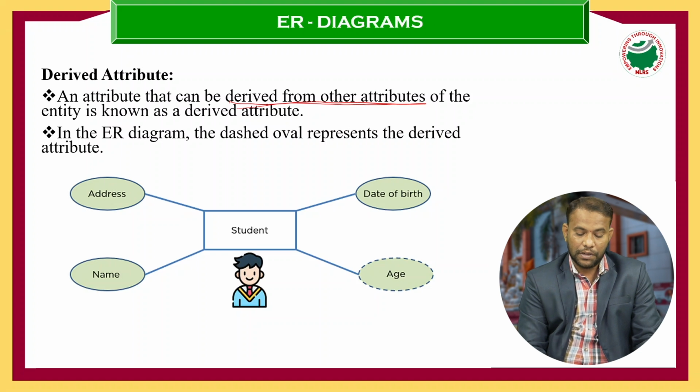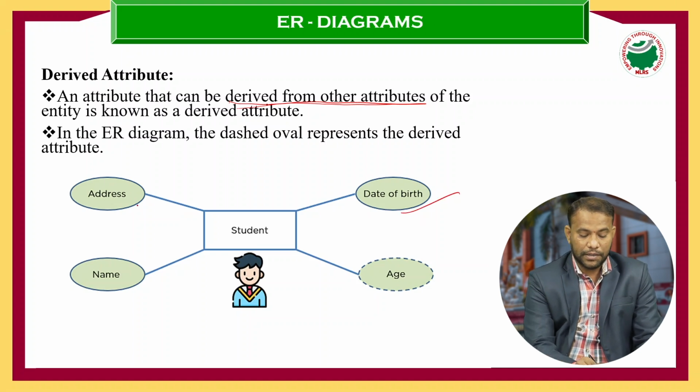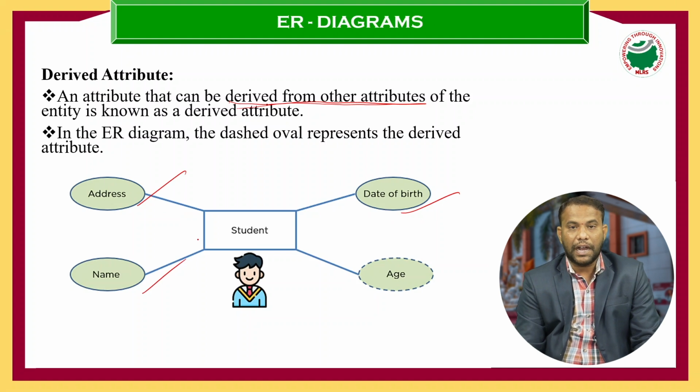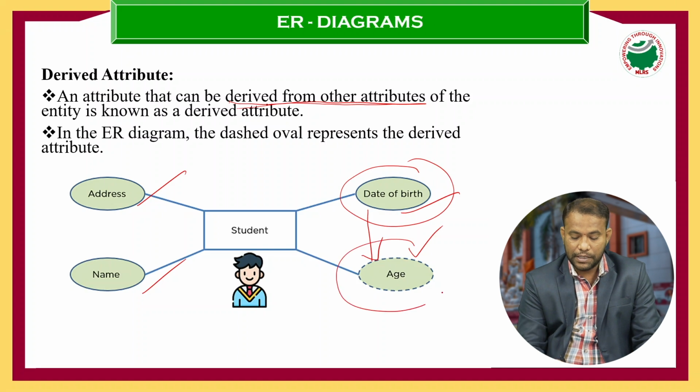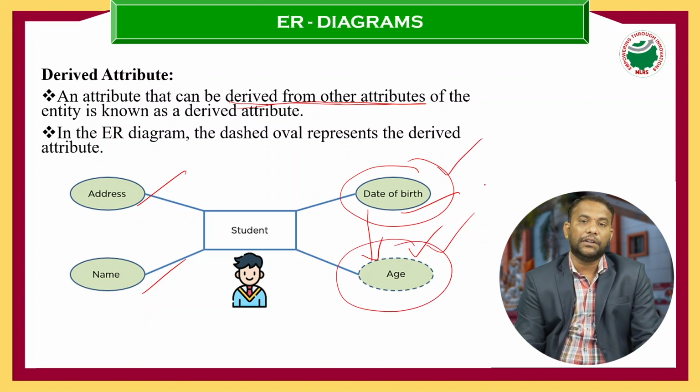In this example, student, we have date of birth, address and name. Suppose I need the age of the student, then what you are going to do is take the date of birth, from the starting year to the present year, and we can find out the age. So this is called the derived attribute. From one attribute, from date of birth, you are going to derive the age. These types of attributes are called derived attributes.